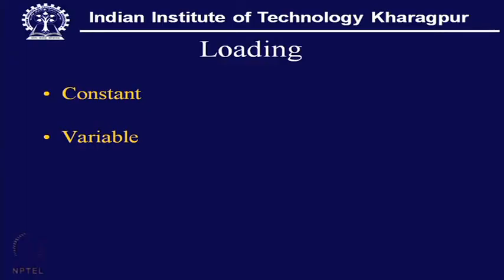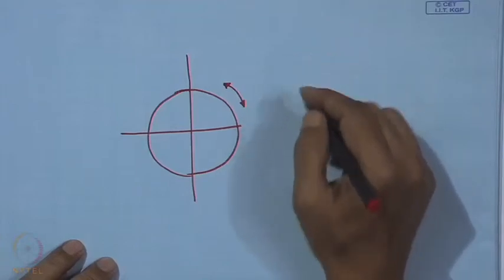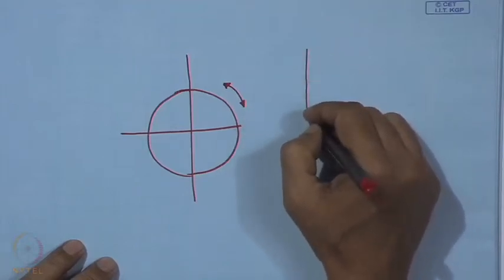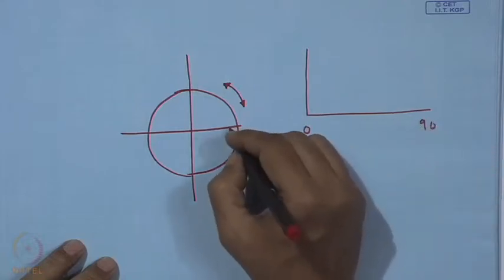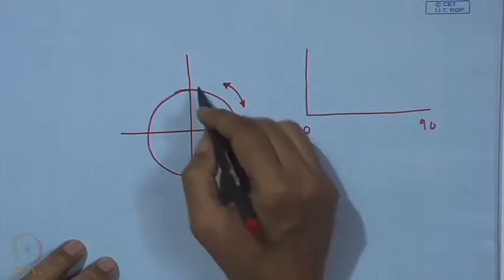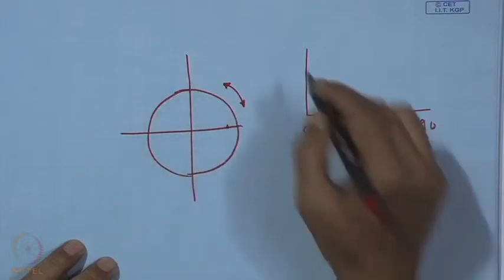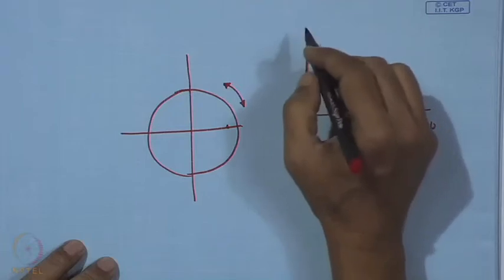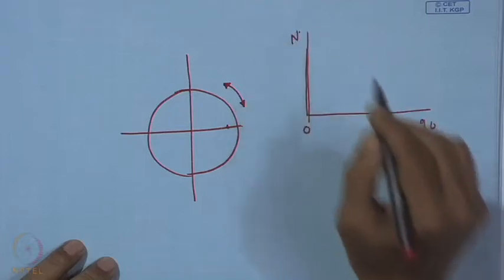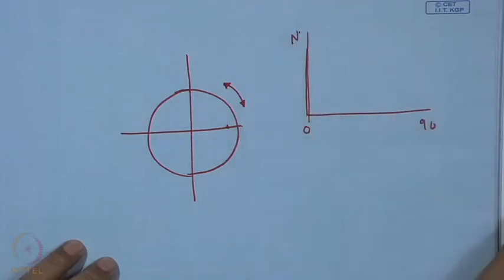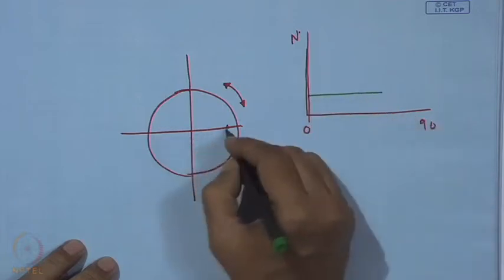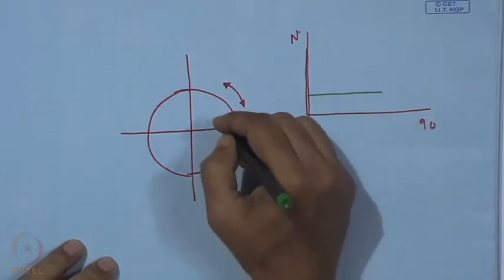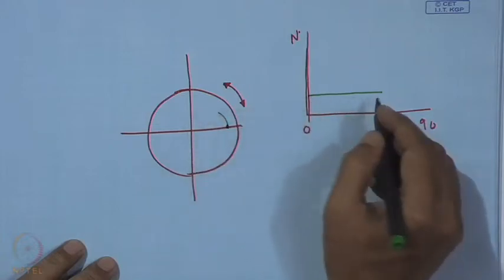In reciprocation, for example, the reciprocation is from 0 to 90 degrees. Say this is the start from where it reciprocates, and it goes to 90 degrees and then comes back to its original position, and here we have the normal load. We can put a normal load of, say, 2 Newton from the very beginning, from the start. So as it starts reciprocating, we have a 2 Newton load.